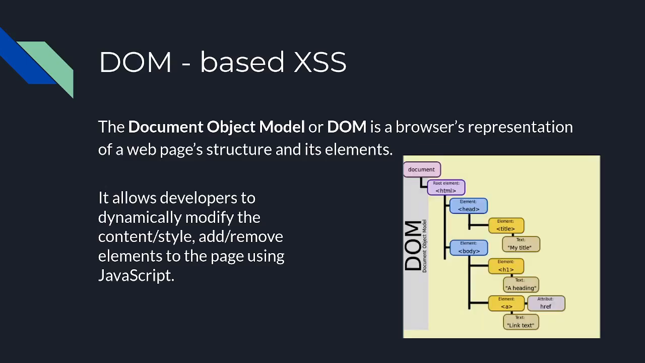I'm moving on. So the third type of XSS is called DOM-based XSS. First of all, the DOM, or the Document Object Model, is essentially a browser's representation of a web page's structure and its elements. You may think of it as a tree-like structure with nodes representing each and every element of the website. This provides developers with an interface to dynamically modify the content and the style of the web page and add or remove elements, all using JavaScript.